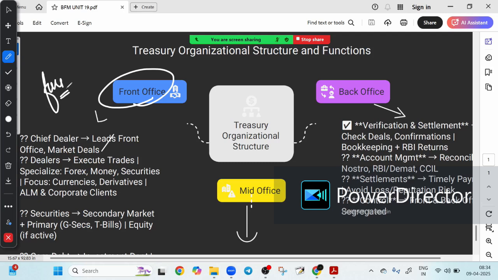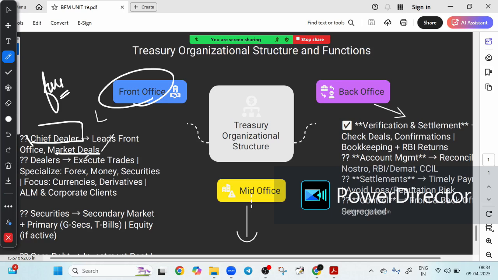Where the market action truly happens. It is led by the chief dealer, right? And this team is in charge of all the market-facing activities. All the market-facing activities are led by the chief dealer. Dealers are the only ones executing the trade in Forex, money, or securities market.